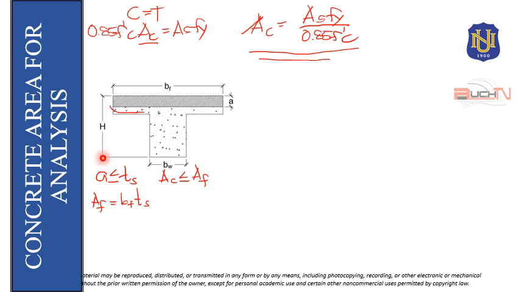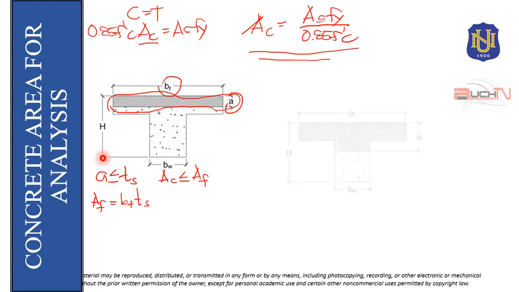So, mapapansin nyo, that is a rectangular analysis. Ang pinagkaiba lang sa rectangle kasi, bilang yung ginagamit natin doon, whereas dito, B sub F multiplied by A. So, ang compression side natin is 0.85 F prime C BF A. Yun ngayon yung gagamitin natin for this analysis.